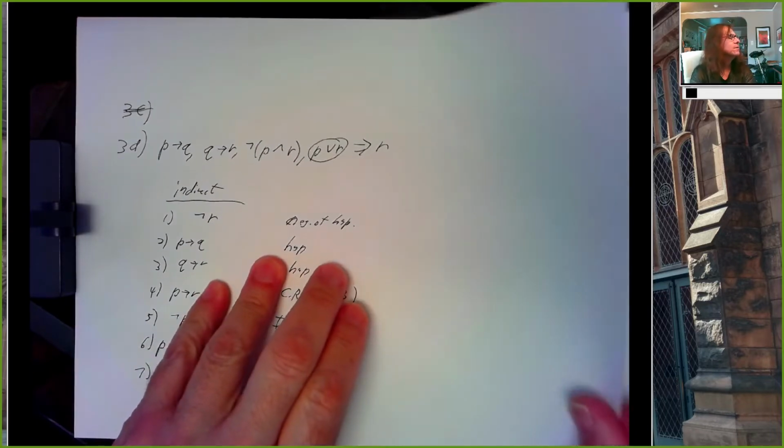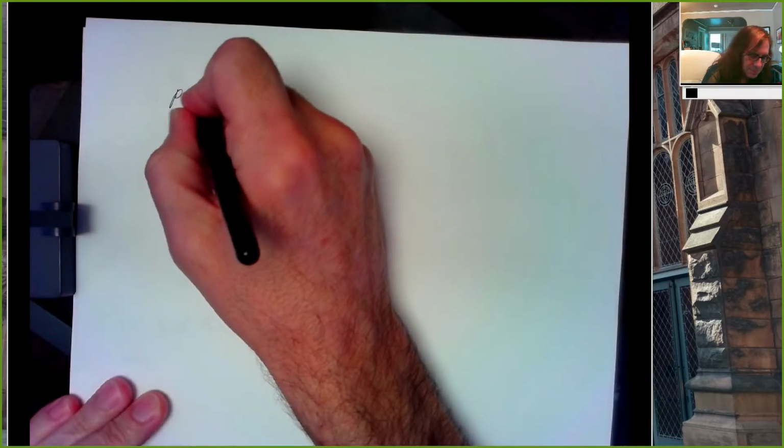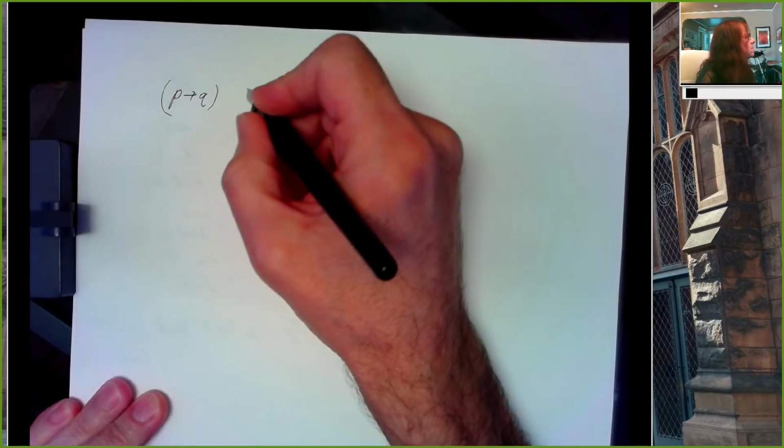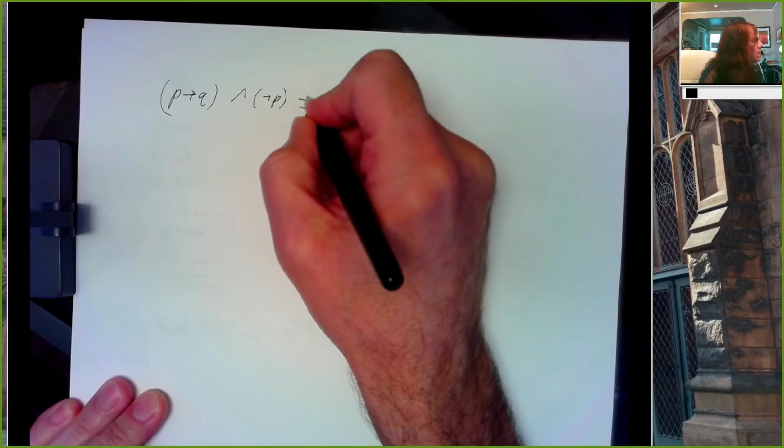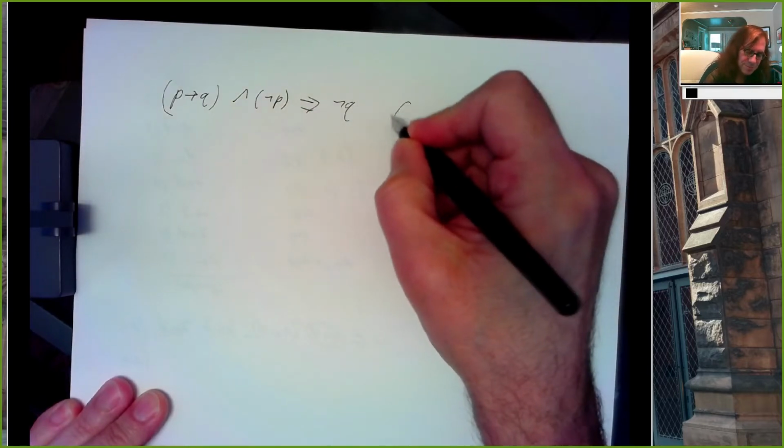All right. Got a question about section 3.4 number 2. Let me see what that looks like. 3.4 number 2. Show that the common fallacy, if P then Q and not P implies not Q. Show that it's not a law of logic.